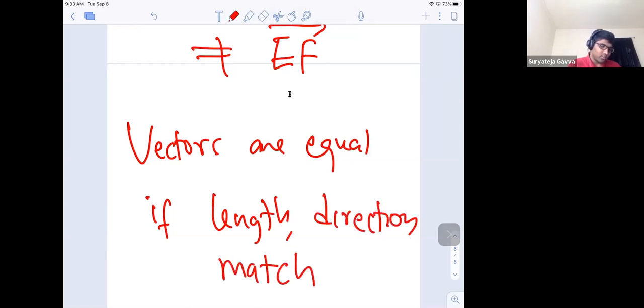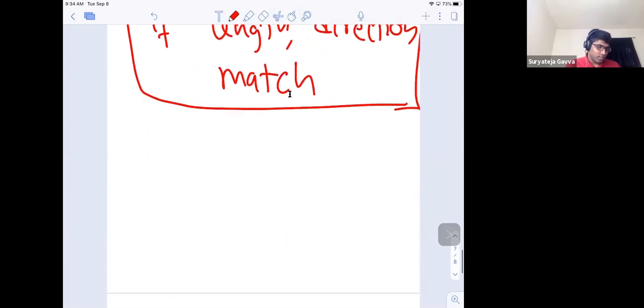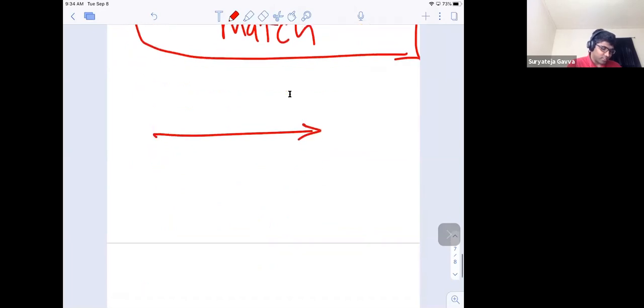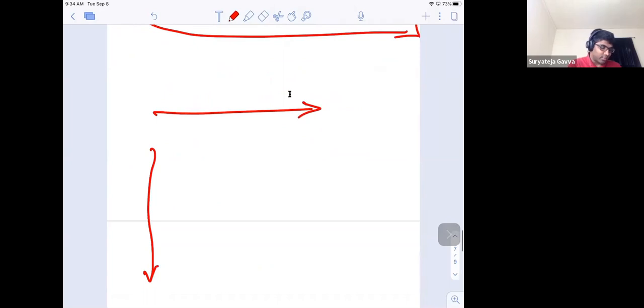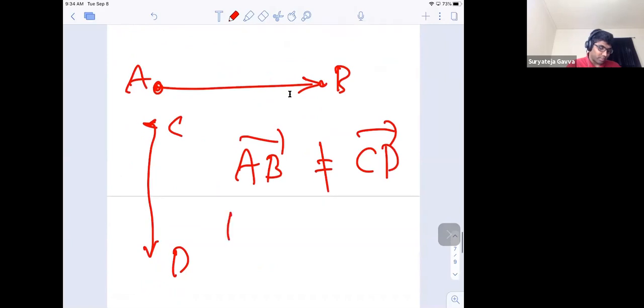This is the basic thing. If the directions don't match, you can have two vectors which have the same length. For instance, this is one vector, this is another vector. Say they have the same length, but even then they are not equal. The length is the same, the vectors are not equal, but the lengths, the absolute values, are the same.